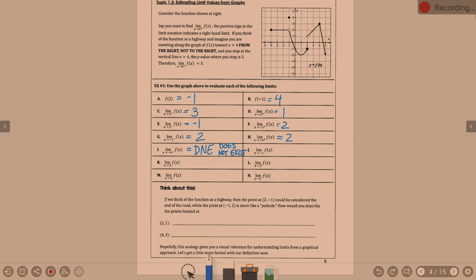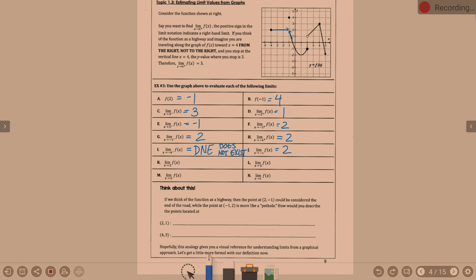Okay, the limit as x approaches -1 of f of x. 2. We kind of already answered that. What was the limit as it approached -1 from the left? 2. What was the limit as it approached from the right? 2. So guess what it is when you connect them? 2. It meets at a point. That point is 2.